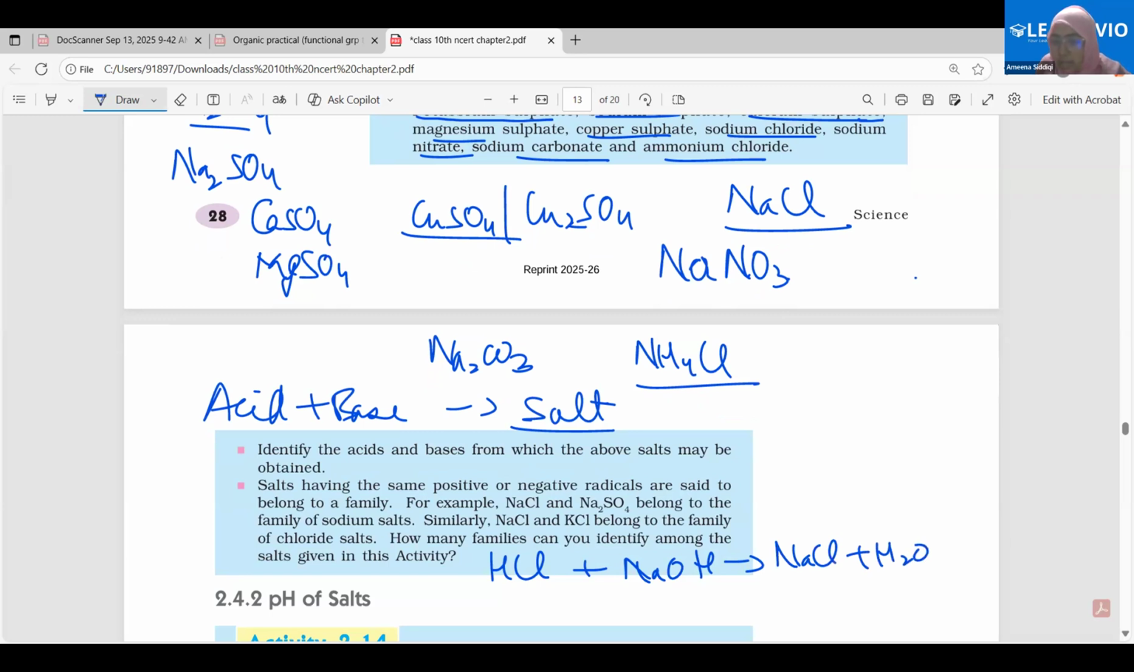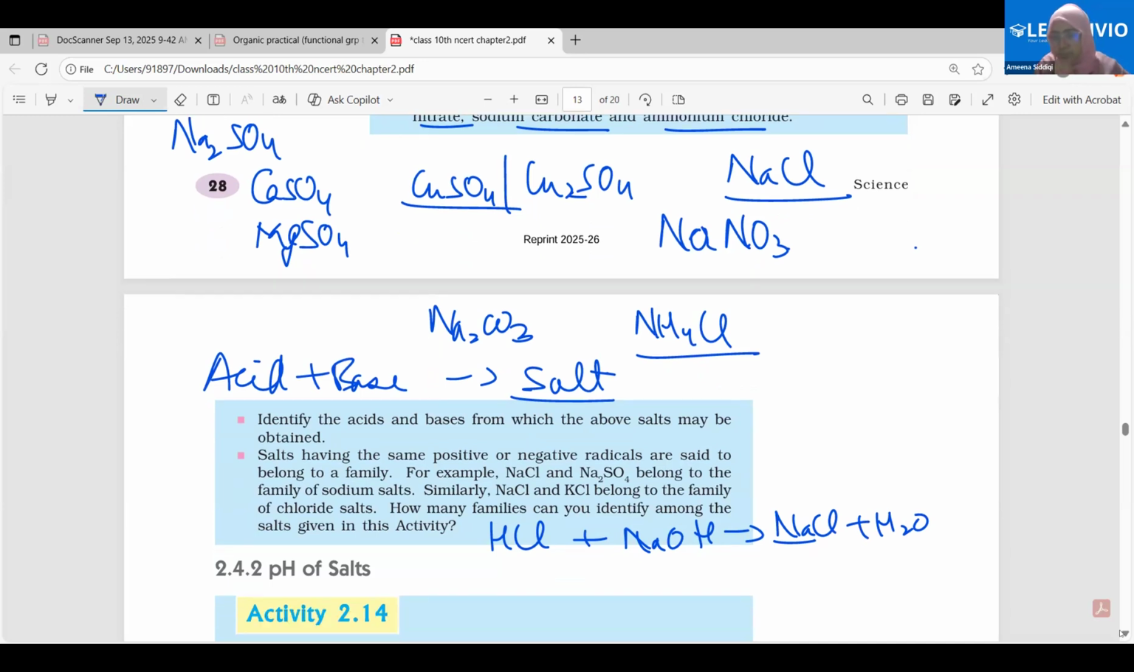So Na here is the positive part, we know. Cl is the negative part, right? Na has been taken as the cationic part of the base and Cl has been taken as the anionic part of the acid. Do all of you agree with that? Yes. So basically it is some combination of an acid and a base which will give you a salt.